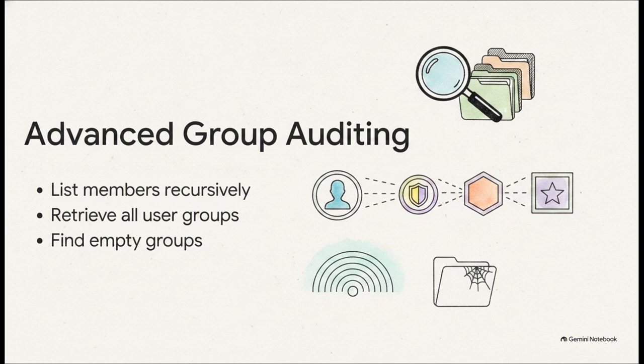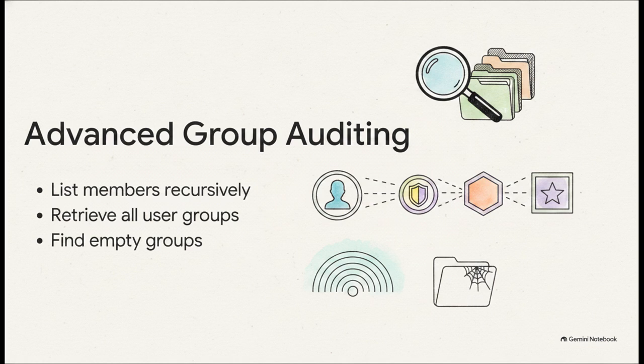But actually, scratch that. PowerShell isn't just for creating things. It is a massive, massive time saver for auditing. Chapter 8 highlights how you can easily list group members recursively. That means you can finally see exactly who has access to what, even if they're buried 5 layers deep inside nested groups. You can also quickly pull up every single group one specific user belongs to, which is absolutely vital for security reviews. Oh, and a huge favorite for cleanup?